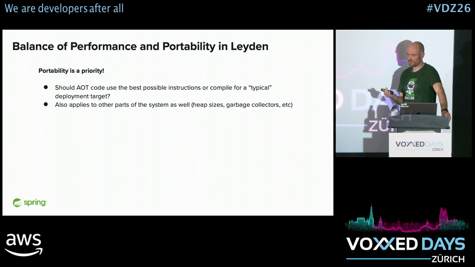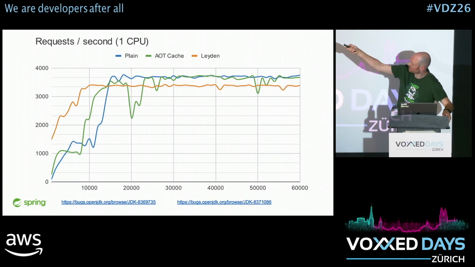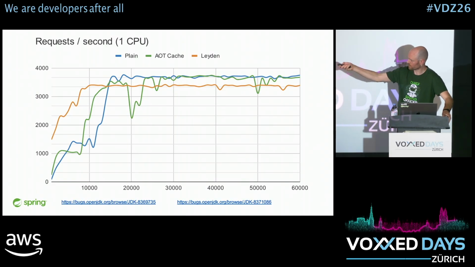Portability is a priority, so they defensively compile, I guess, to not the most optimal performance, which you can see here. This is why the yellow line never reaches the blue one. And I'm very curious to see how they solve those two bugs.